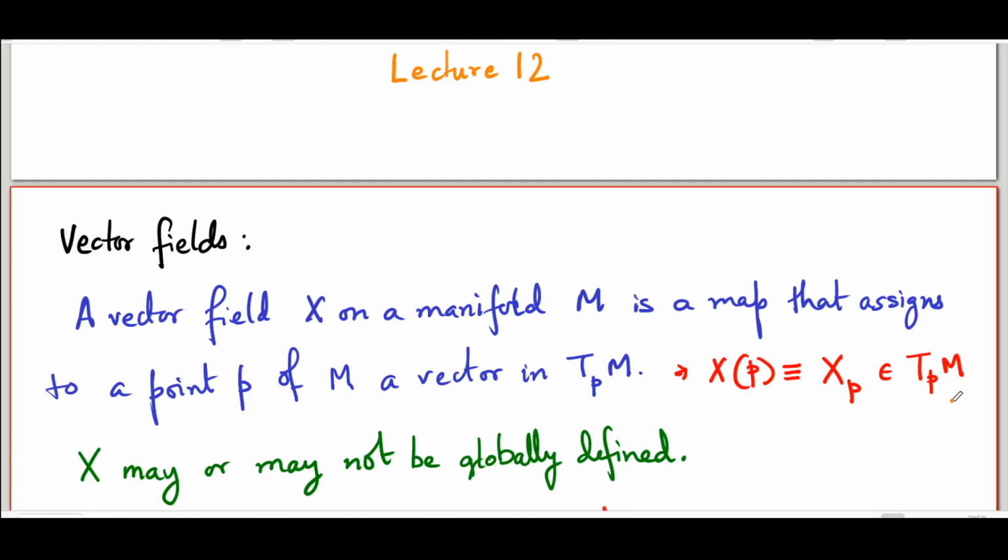Now X may or may not be globally defined. It may be defined only over some subset of the manifold M. But for convenience, we will essentially consider most of our vector fields to be defined all over the manifold. If it's defined only over a part of the manifold, then whatever we are saying essentially will be restricted to the domain of that particular map X.